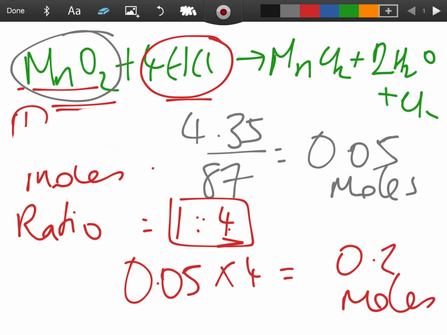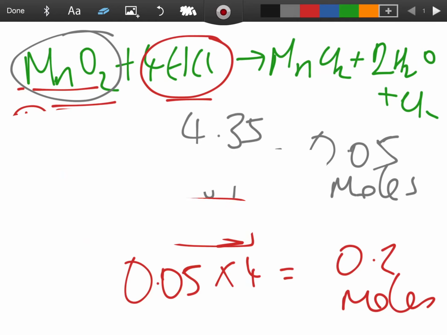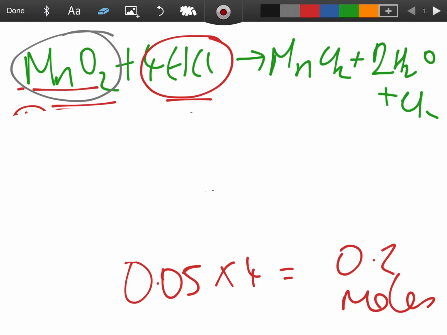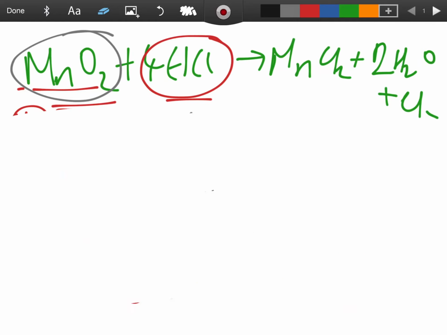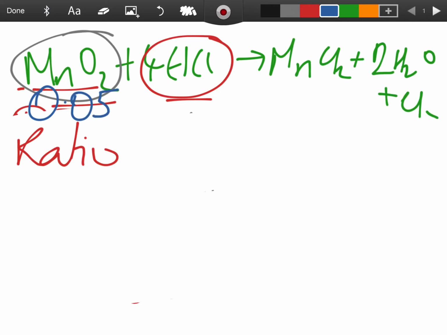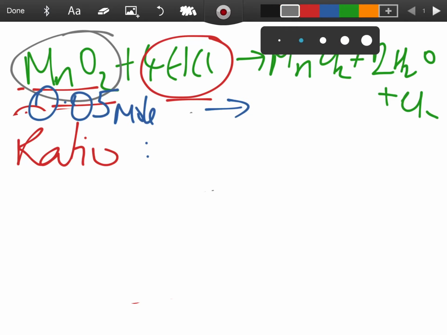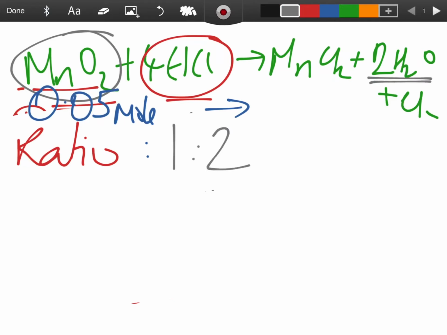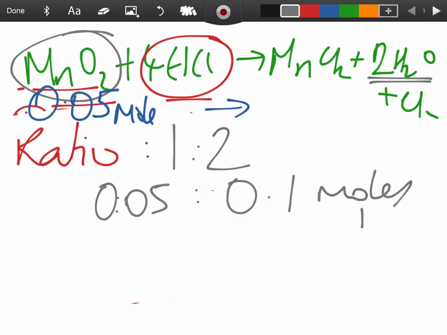Okay? Now, in the next part, part 3, you're asked to calculate the number of molecules of water that would be produced. Now, what's your ratio? So you go back to your ratio. I'm just going to put in here that I have already calculated the moles of the manganese dioxide. So what is the ratio between manganese dioxide and water? 1:2. Look at the water there, 1:2.